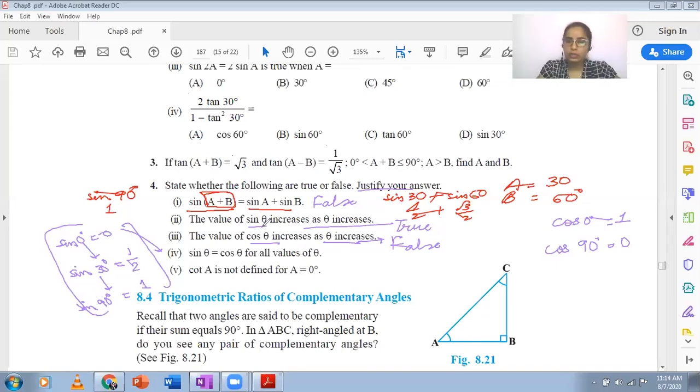And later on in higher classes, you say that sine is an increasing function and cos is a decreasing function. It means as the value of the angle increases, the value of sine increases, and as the value of the angle increases, the value of cos decreases.